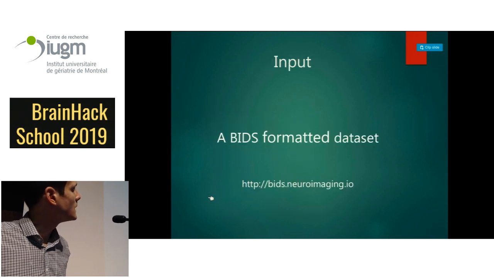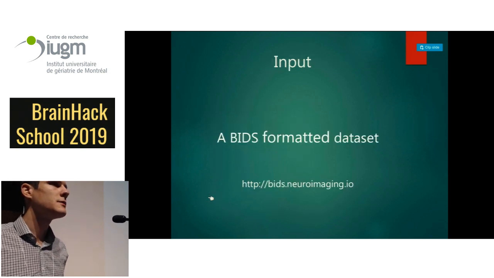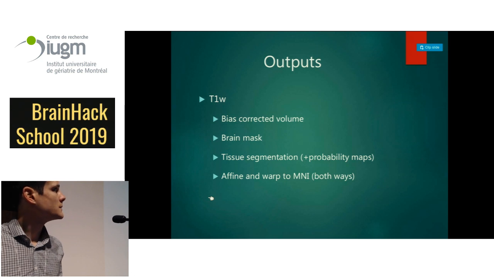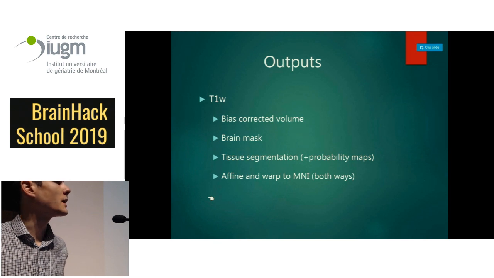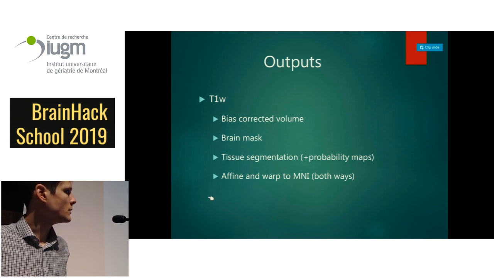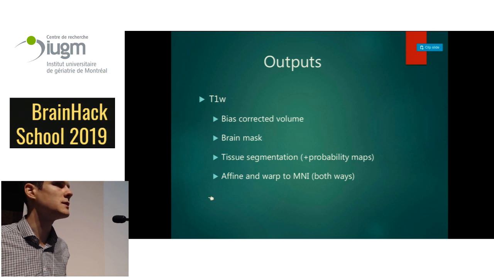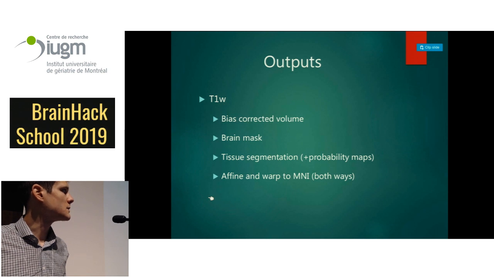And so the input is a BIDS formatted dataset. I guess you've been presented with BIDS and what it is. And the outputs you're going to have for the T1: the image corrected for intensity with N4, the brain mask, the different tissues that have been segmented, and a registration to the MNI. You can also bring an image from the MNI template to your individual space if you want to perform your analysis there. Sometimes it's good to do analysis in the individual space, in part to avoid the interpolation and reduce the blurring of your image.